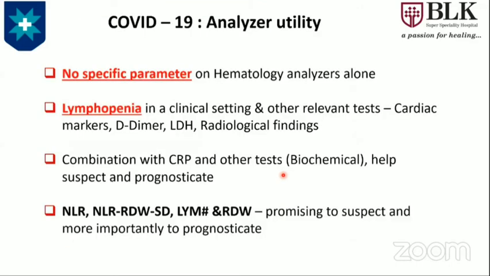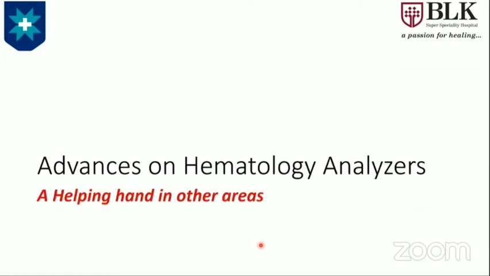So if we look at the utility of analyzers in COVID-19, we still do not have a very specific parameter, but lymphopenia is something you will be able to pick up from the analyzer. You will also combine it with CRP and other biochemical investigations to suspect and prognosticate. And of course, NLR, RDW, and absolute lymphocyte counts with RDW seem to be promising. However, the data is still evolving in that area.